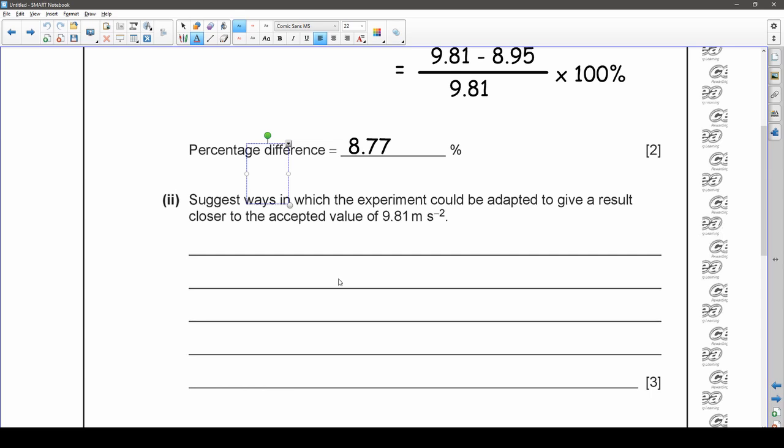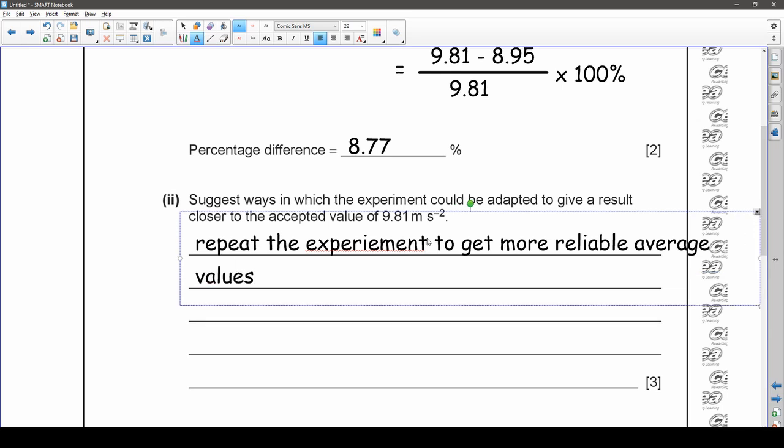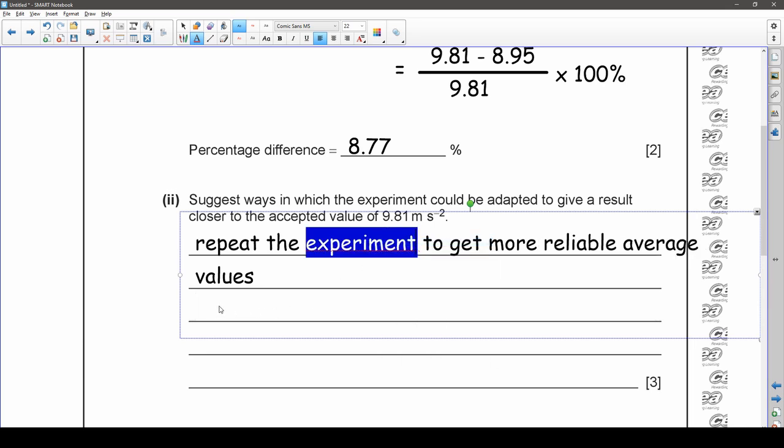Right, and then finally, suggest ways that we could adapt this experiment to give a result closer to the expected value. I was getting worried there that it wasn't coming up because the word basic was in there, but we knew this was coming. So how do we adapt this to get a value closer? Right, first of all then, we want to repeat the experiment to get more reliable average values. That's stage one, because we've done this entire calculation with one value.